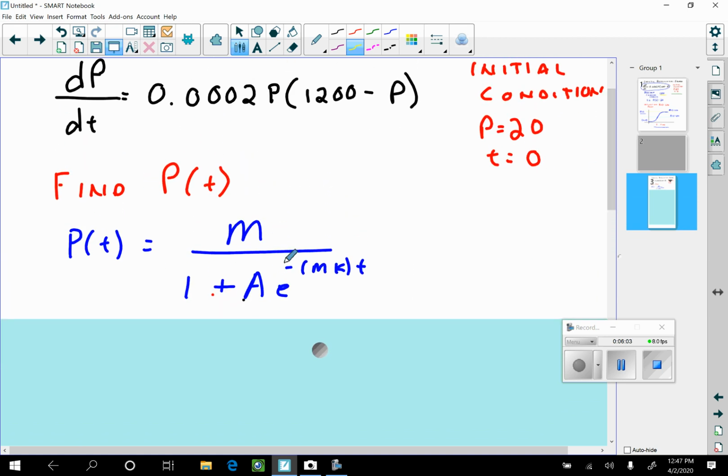And P of t, if you notice, has three different constants in it. It has this constant m, and I'm going to need to find that. I need to find m. I need to find k. And I need to find a.